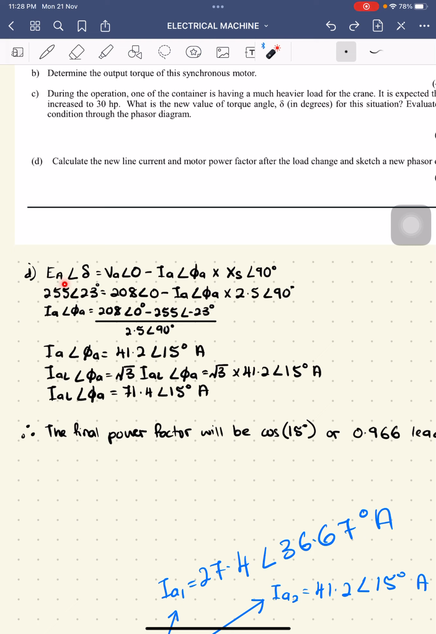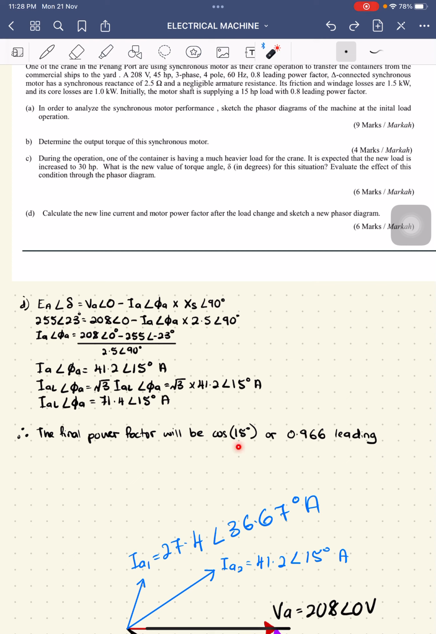We can see from the line current here, and then we can use the formula to find the line current, which is here 71.4 angle 15 ampere. So we will use the square root 3 times the line current. The current is square root of 3 times 41.2, which is here we can get, and then we find out the answer. The final power factor will be cos 15 or 0.66. This one is the converter leading.